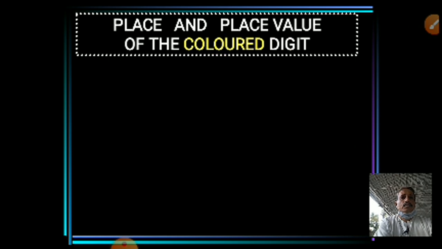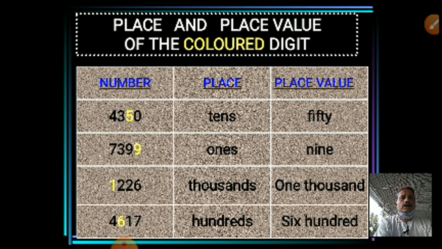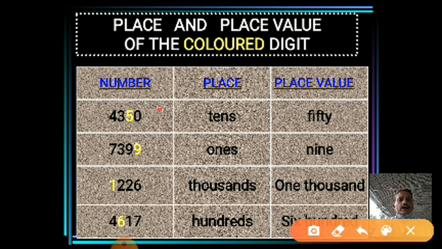Place and place value of the colored digit. Here a table is given for further clarification. A number is written, 4350. We have to show the colored digit, the yellow colored digit, its place and place value. We know we can start from the right side: ones, tens, 100 and 1000, isn't it?